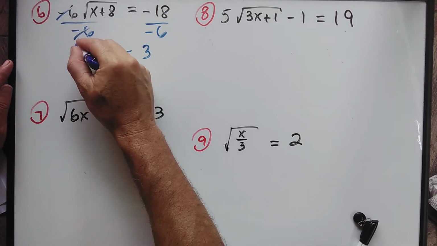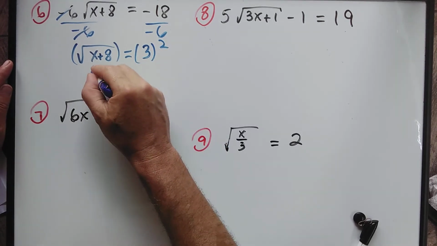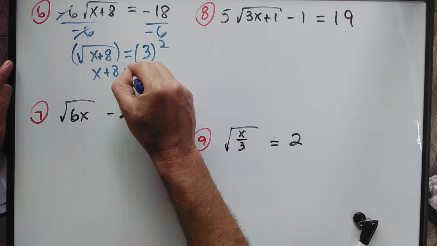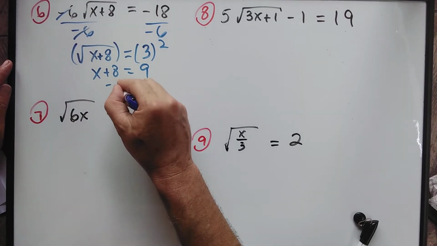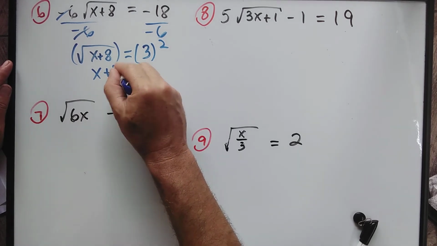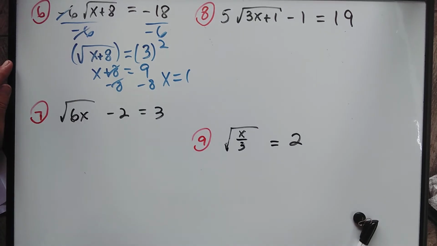So now I'm gonna square both sides. So I got x plus 8 equals 3 squared, which is 9. And then we just take away 8 from both sides. And we're done. X equals 1. X equals 1 for that one.